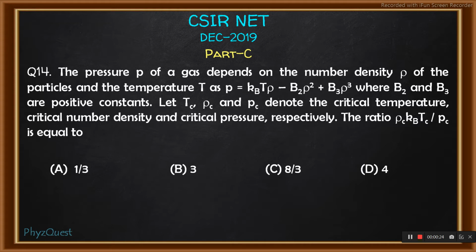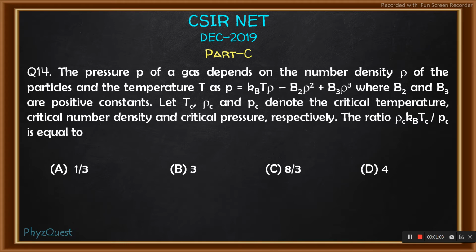The question is, the pressure P of a gas depends on the number density rho of the particles and the temperature T, as the expression of pressure P is given as P = Kb T rho minus B2 rho square plus B3 rho cube, where B2 and B3 are positive constants. Let Tc, rho c and Pc denote the critical temperature, critical number density and critical pressure respectively. We need to calculate the ratio of rho c kB Tc divided by Pc. Four options are given and we need to choose the correct option.